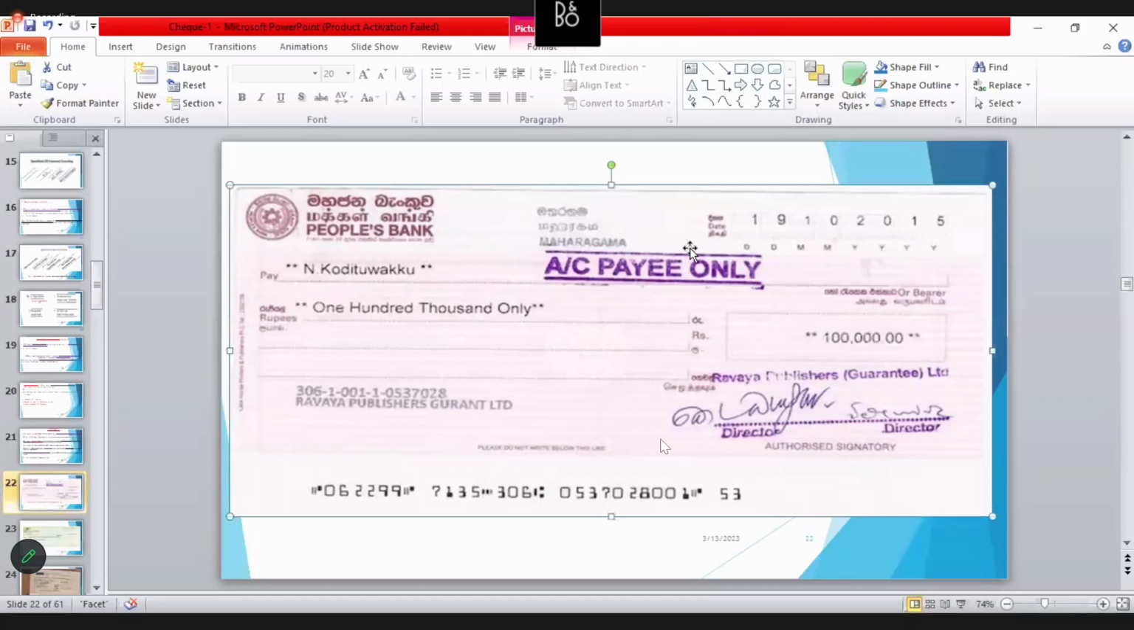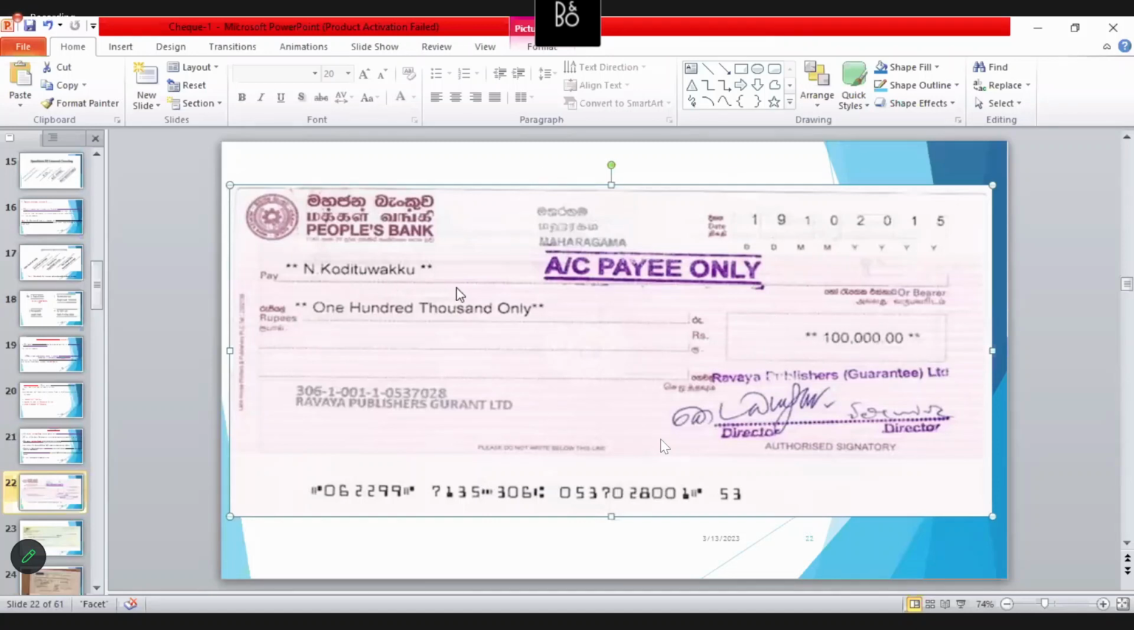Then, if the bank sees on the face of a check the words account payee only, what do they have to do? They have to give this 1 lakh amount, they have to credit it to the particular person Kodithuvakku's account. The bank cannot give this 1 lakh amount as cash at the counter to Kodithuvakku.